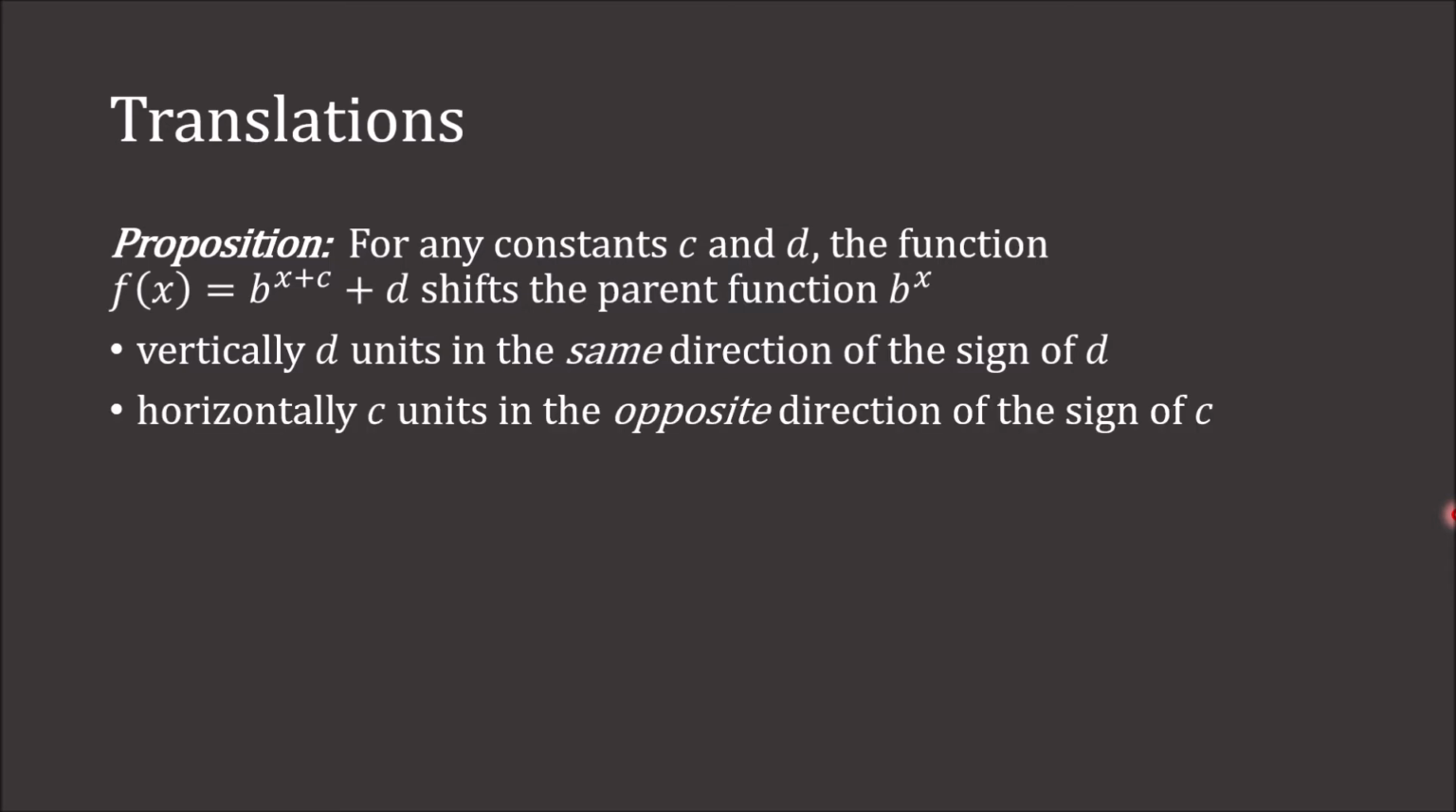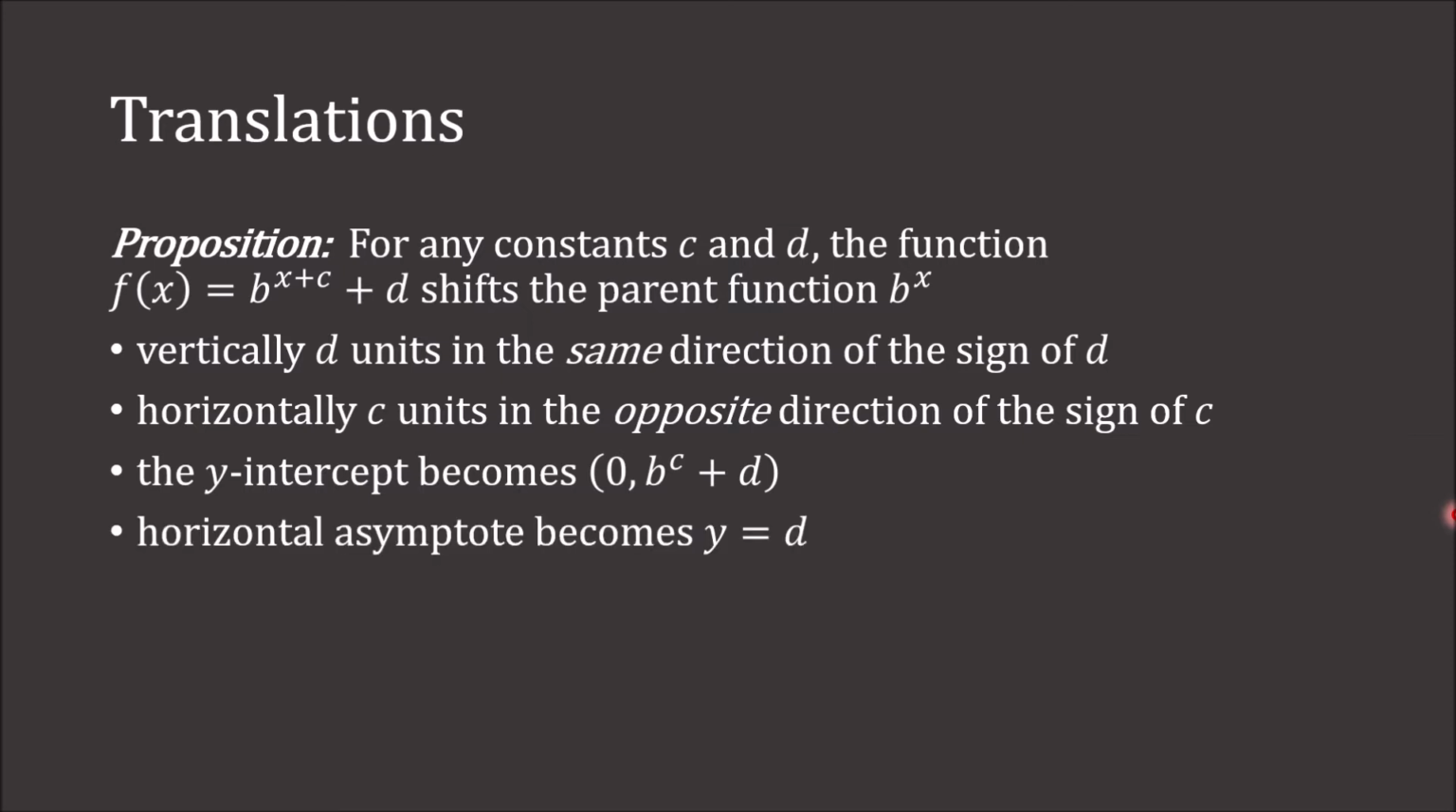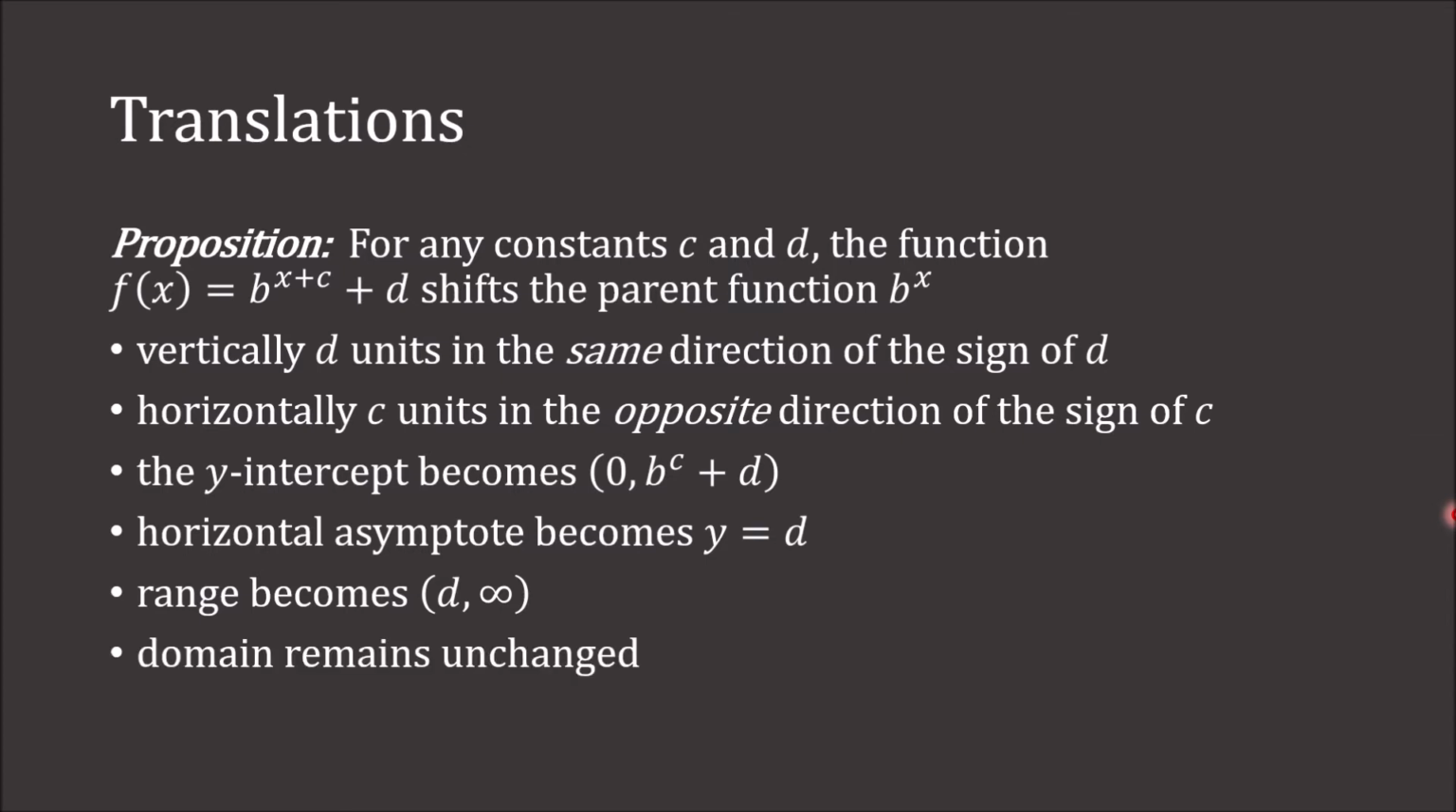It shifts our function horizontally c units in the opposite direction of the sign of c. So if c is positive, it shifts it to the left. If c is negative, it shifts it to the right. The y-intercept becomes (0, b to the c plus d). The horizontal asymptote now becomes y equals d. The range becomes (d, infinity). And the domain will still be all real numbers.